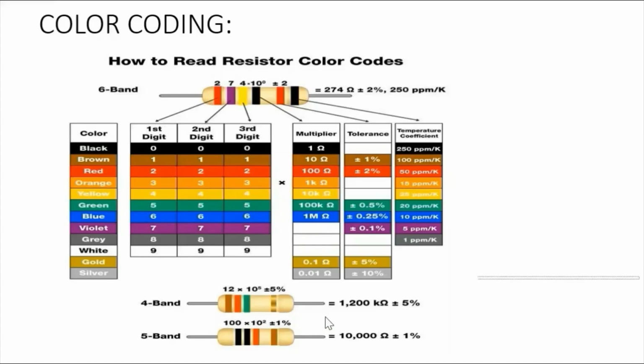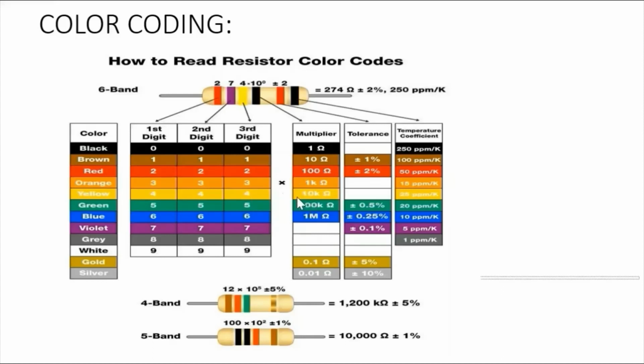There are 4 colors on this resistor. First color is brown, it indicates the value 1, and second color is red, it indicates value 2. So 12. And third color is green, it denotes value 5, but it indicates the multiplier. So check for the multiplier value of the green.